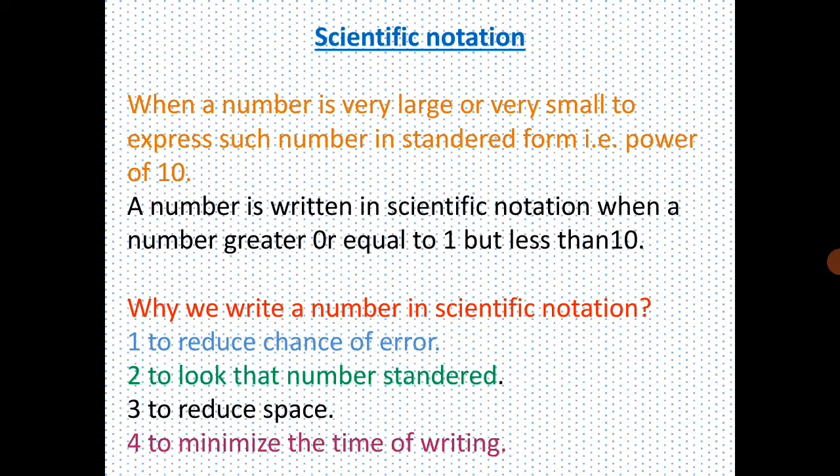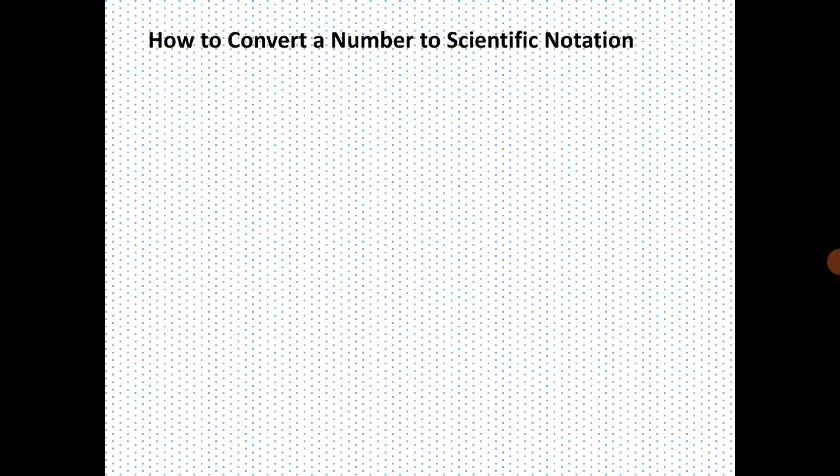standard. Number three, to reduce the space. If we write a large number or a very small number, it can take a lot of space on the paper or on whatever we are writing on. Number four, to minimize the time of writing. If we write a large number or small number out in full, it can take more time. But if we write such a number in standard form, it takes less time.